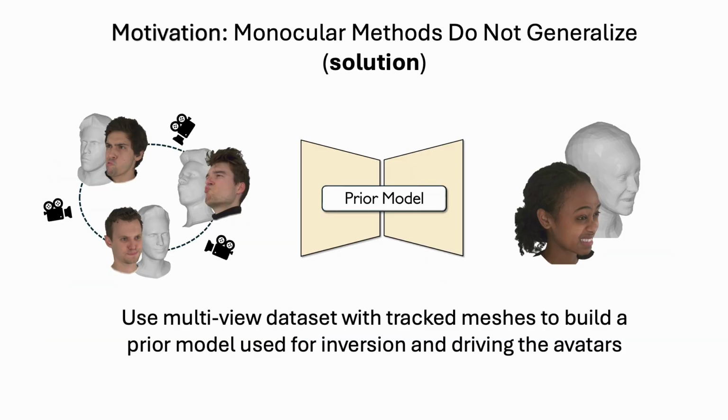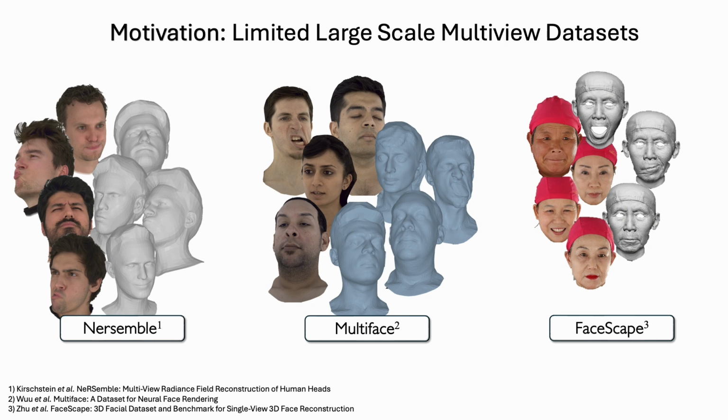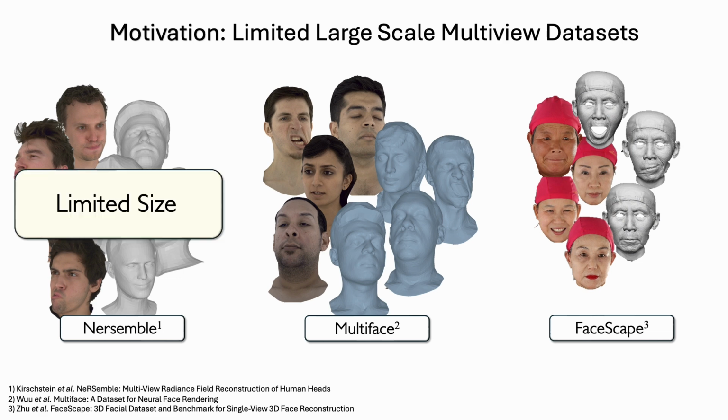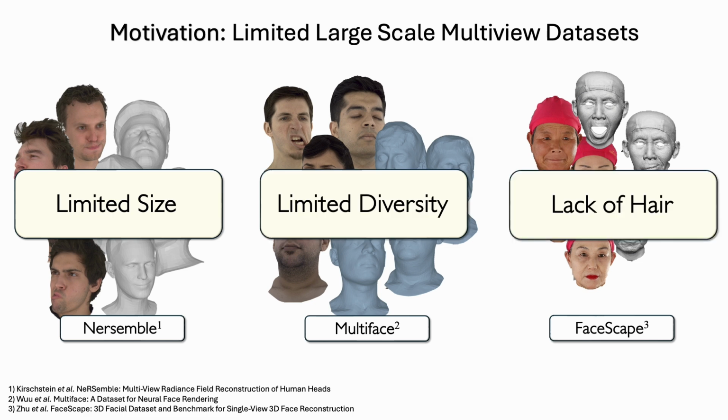One solution is to use multi-view datasets with tracked meshes to train a prior model on human appearance and motion, enhancing generalization in personalized avatar reconstruction. However, obtaining a sufficiently large and diverse dataset with accurate tracking is both time-consuming and expensive. Existing datasets, such as NeRSemble, Multiface, and FaceScape, are limited in size, diversity, and realism, particularly in capturing in-the-wild appearances, as they lack important features such as hair.